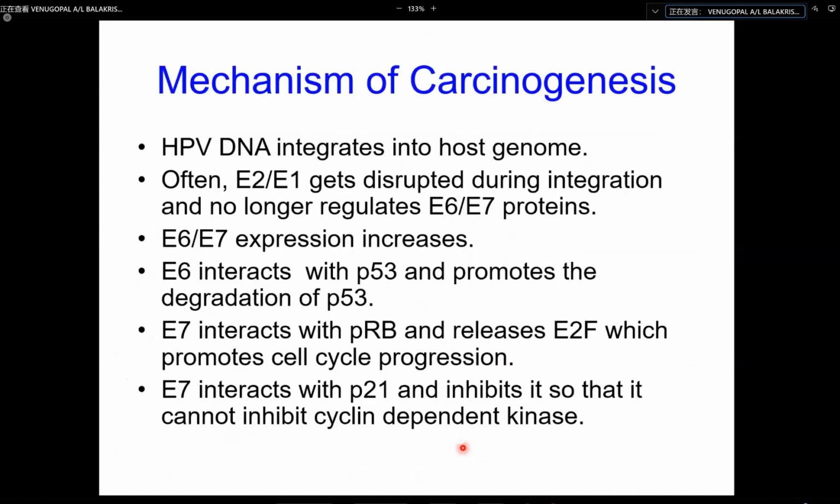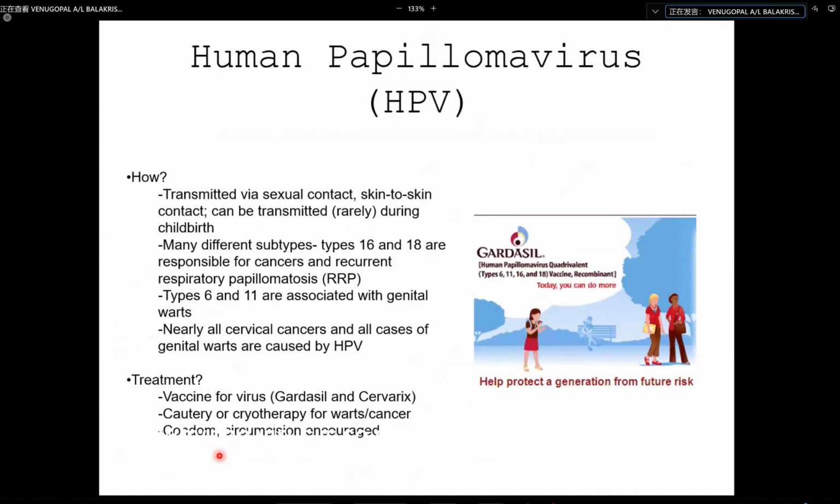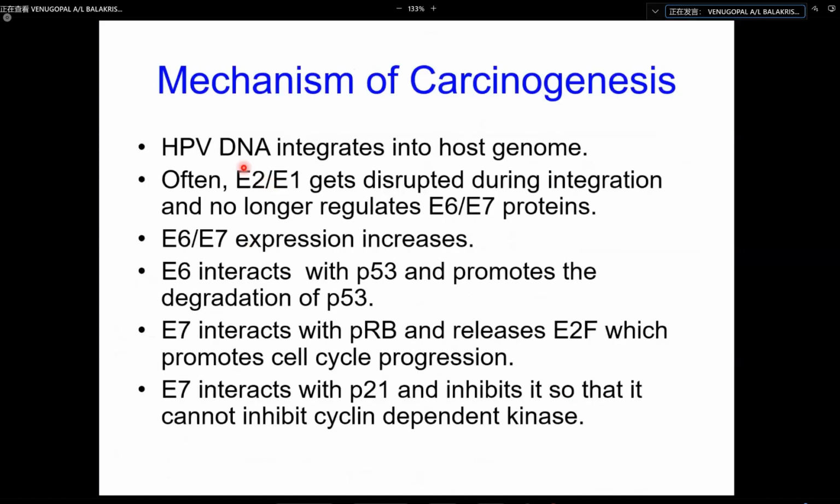Okay, so if you look at the mechanism of carcinogenesis, HPV DNA integrates into the host. And E2 or E1 gets disrupted during the integration and no longer regulates E6 and E7. If you look here, E2 is a transcriptional regulatory protein. Okay, so what it will do is suppress E6 and E7 because they are not needed. But the virus is so smart, it integrates at E2 or E1 so that this protein cannot control the expression of E6 and E7.